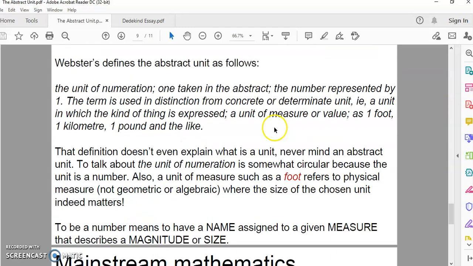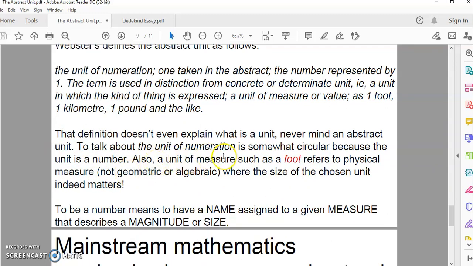So what I'm going to focus on now is Webster's definition, which is absolute garbage and doesn't explain the meaning of unit or the abstract unit. Either phrase really remains very vague even after reading this. So for example, this definition here, which says the unit of numeration, 1 taken in the abstract, or the number represented by 1, or something concrete or determinate unit, is garbage. In fact, none of this here tells you what a unit is. It doesn't even explain what a unit is, never mind an abstract unit.